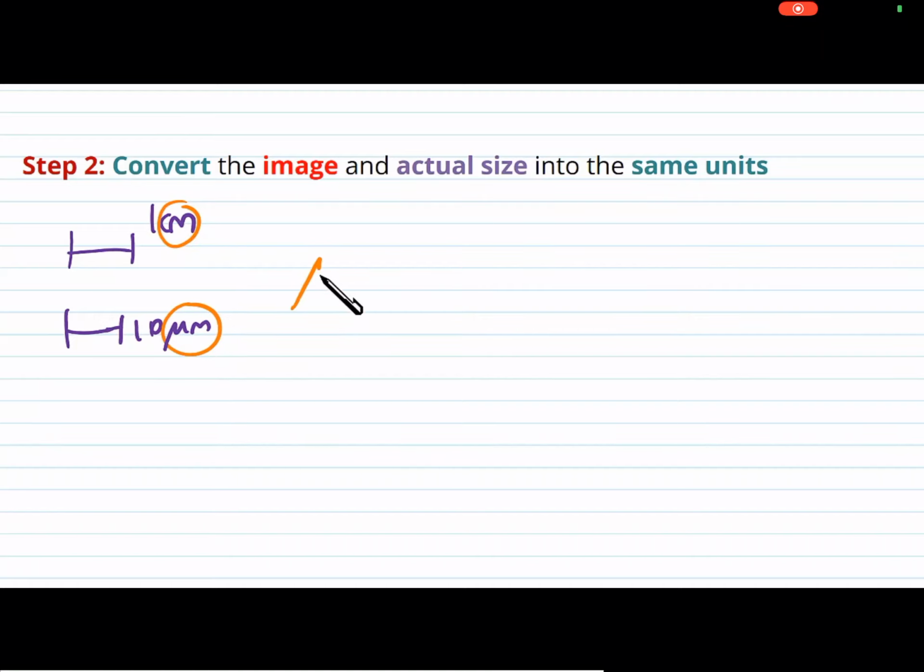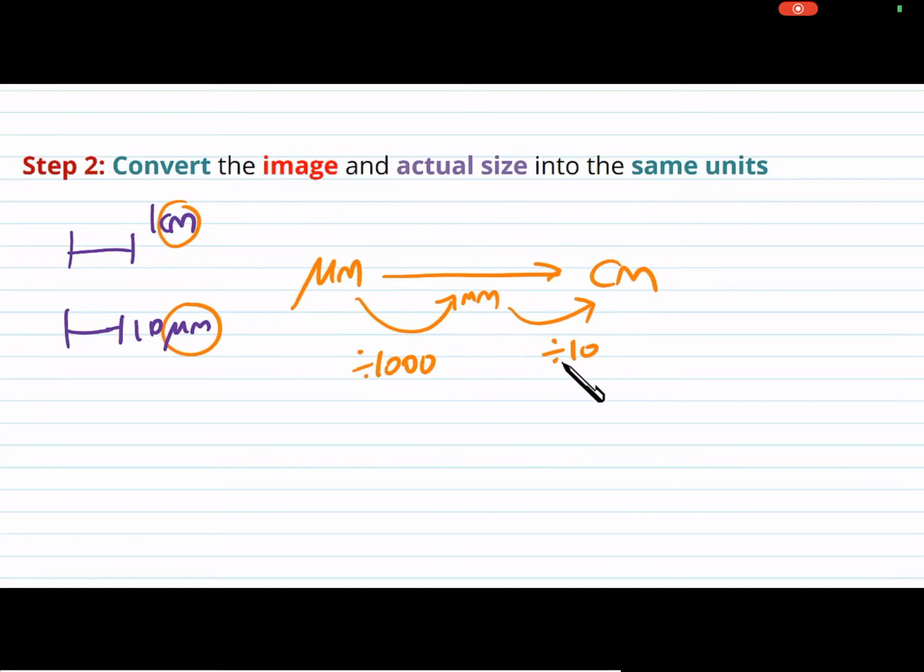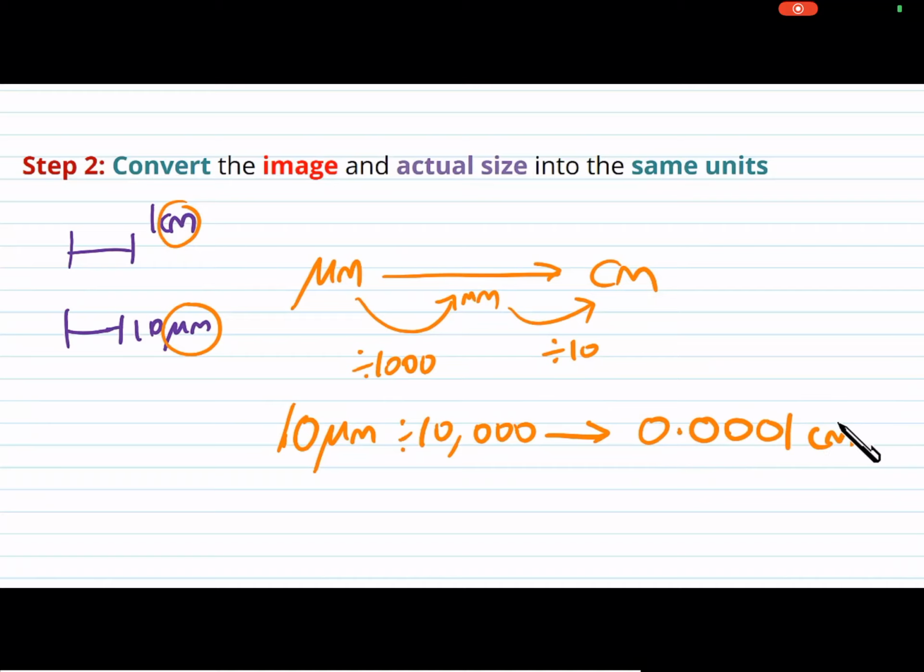So we're going from micrometre to centimetre. If we're going to millimetre, we divide by 1,000, and then millimetres to centimetres would be divided by another 10. So in total, we're going to divide by 10,000, because divide by 1,000, divide by 10, in total by 10,000. So 10 micrometers divided by 10,000 gives us 0.0001 centimeters. So the 10 micrometers is 0.0001 centimeter. So 1 centimeter on the picture represents that many centimeters in real life.